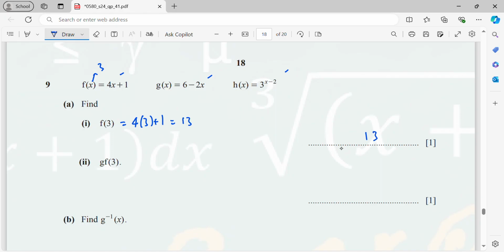g(f(3)). This is a composite function. f(3) has been calculated, which is 13. So I will replace it by 13. That is g(13). Now g(13) means you replace the x by 13. It will be 6 minus 2 times 13. Then you will get 6 minus 26, that is going to be negative 20.